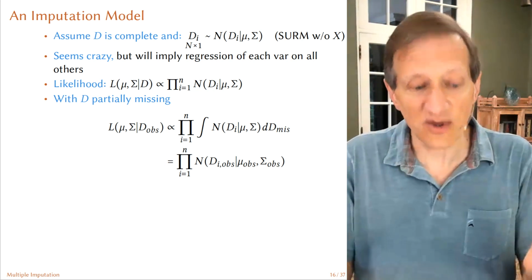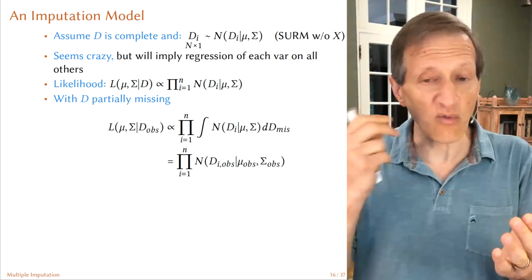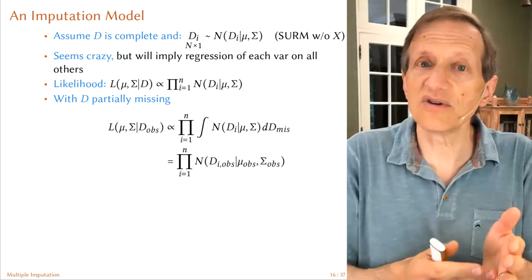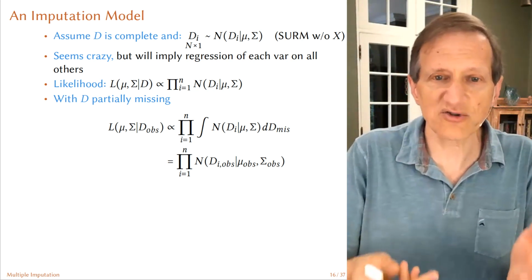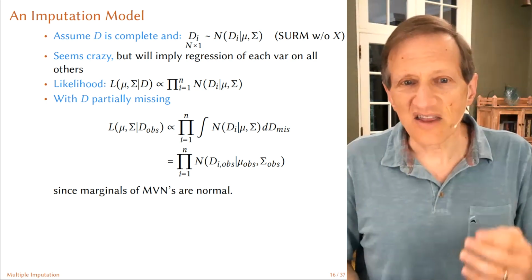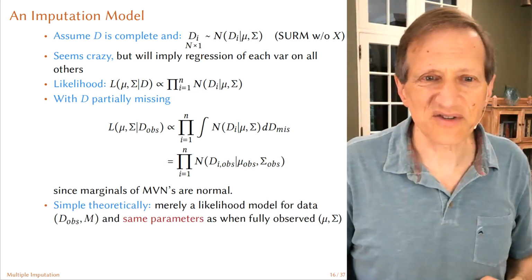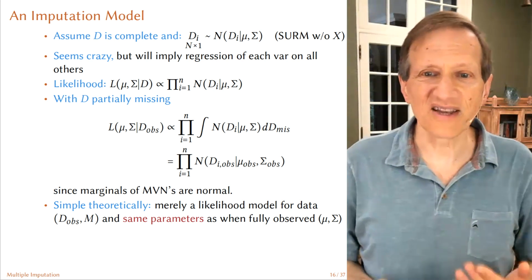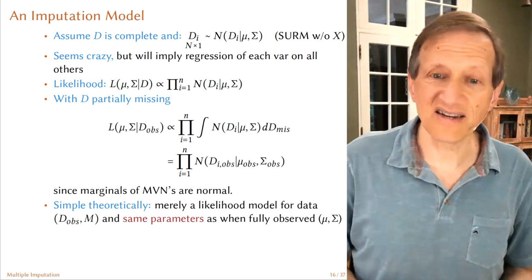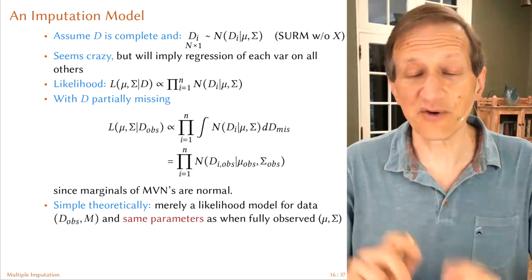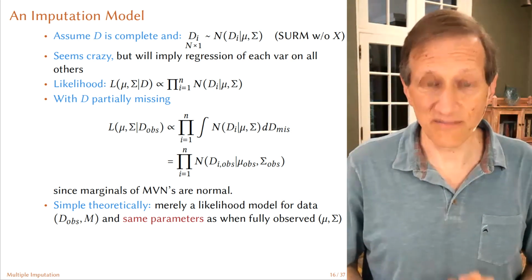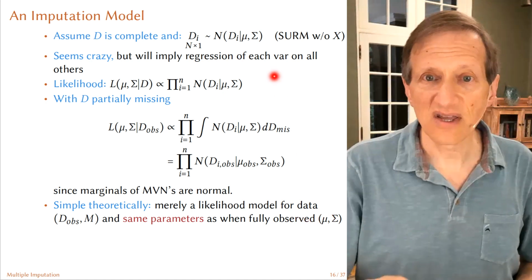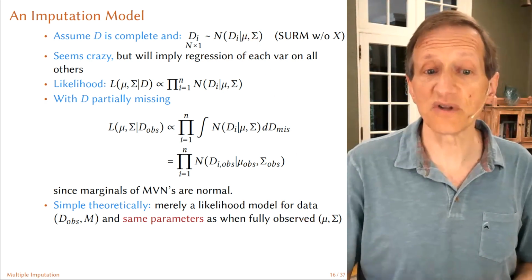If you have two variables, it's bivariate normal. If one is missing for a particular observation, you just collapse to a univariate normal. So it's quite straightforward. The marginals of multivariate normals are normal. This is simple theoretically because it's just a likelihood function for the data and the same parameters as if we had a fully observed mu and sigma, right? So we're estimating the same parameters that we have up here if D were fully observed.